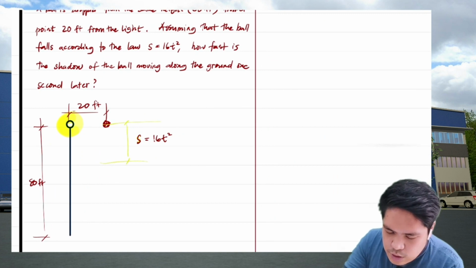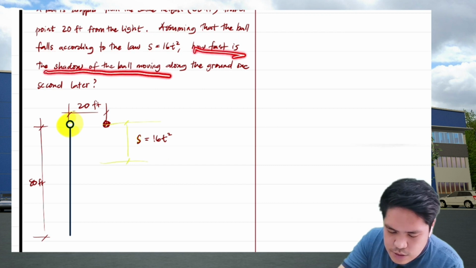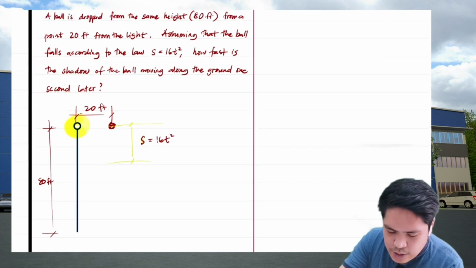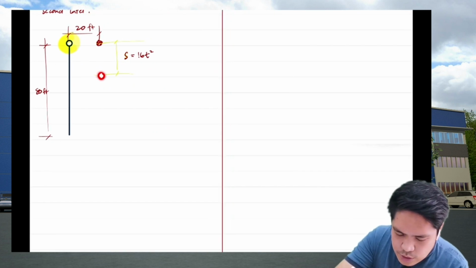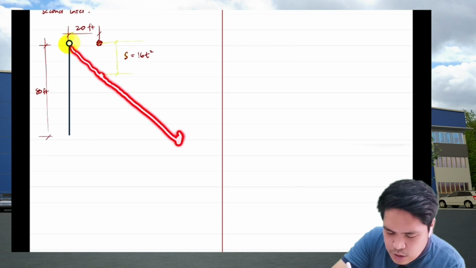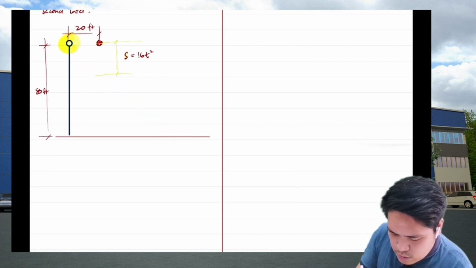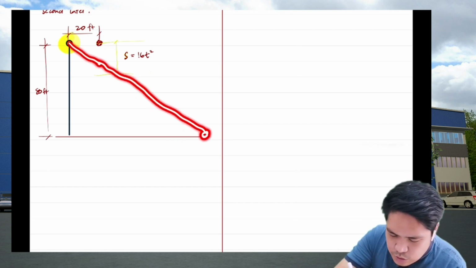Then it says, assuming that the ball falls according to this law, how fast is the shadow of the ball moving along the ground 1 second later? So, when the ball is right around here, its shadow is cast at this point on the ground. So let's add the ground. This is the ground. So when the ball is right here, this is its shadow.